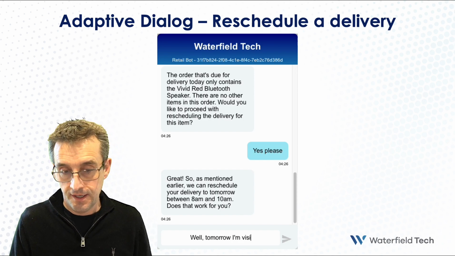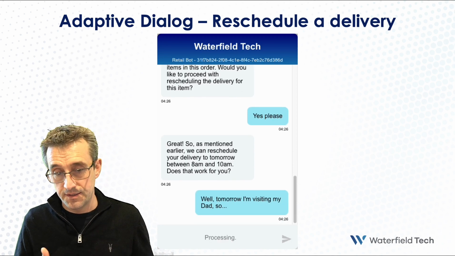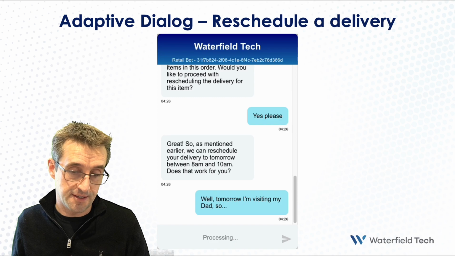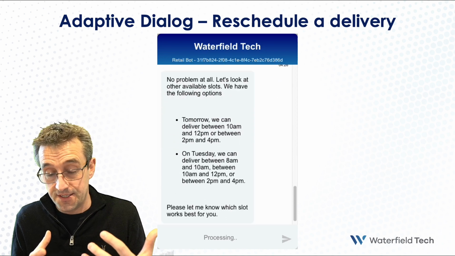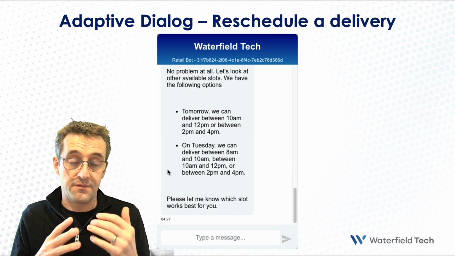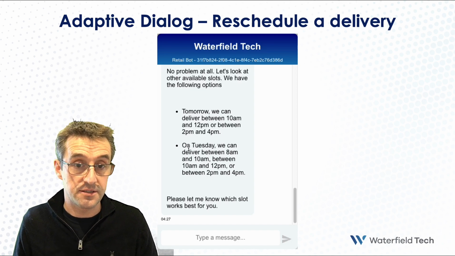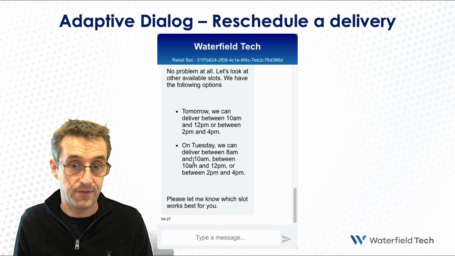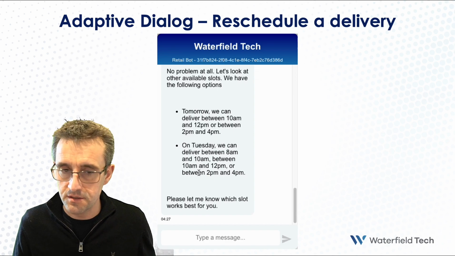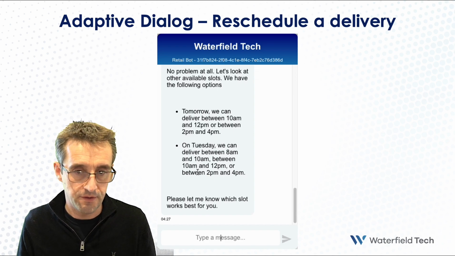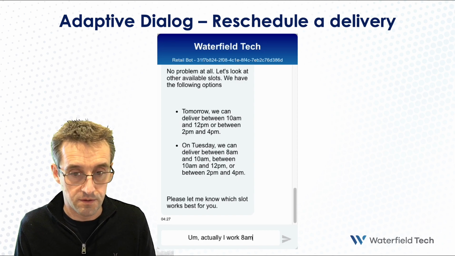Does that work? I'm going to be vague again. Well, tomorrow I'm actually visiting my dad, so that kind of implies that I'm not going to be around either. So let's see how the bot responds to this type of request. And the reality is a standard traditional conversational AI app would have no chance of answering that. There would be a reprompt at this point. No problem at all. Let's look to see if there's any other slots available. We have these options. Tomorrow between 10, 12, 2 and 4. So it's given us other slots tomorrow, even though we said we're not around. Tuesday, it's also given us some slots as well. So let us know which one works for you.